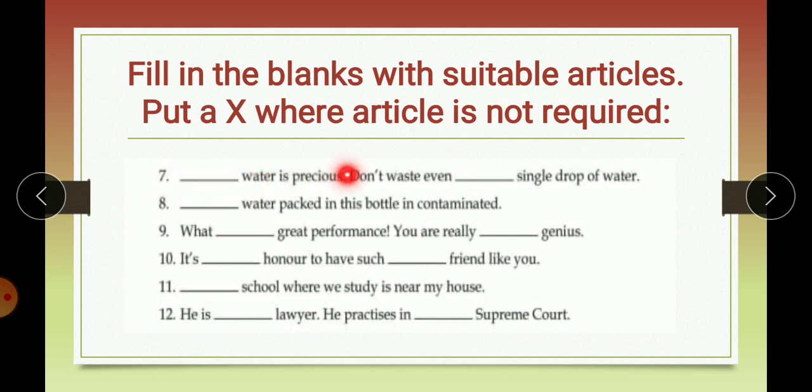Water is precious. Before water we will be putting a cross, because water is an uncountable noun. Don't waste even a single drop of water. Eighth one: the water packed in this bottle is contaminated. Here before water we are putting the, because we are using it in particular terms. We are specifically talking about the water that is in the bottle.